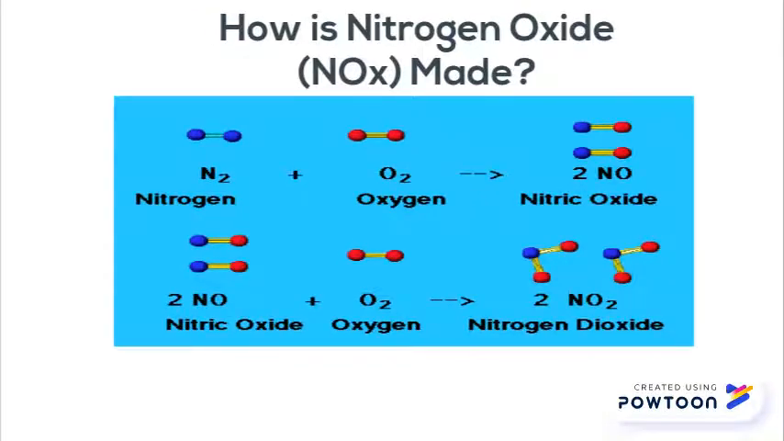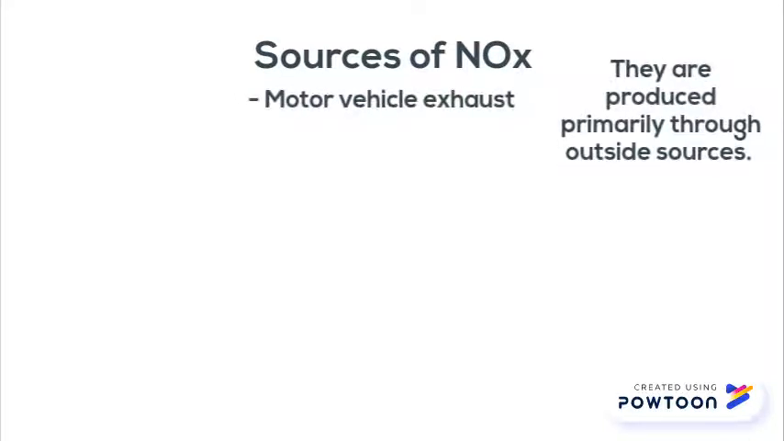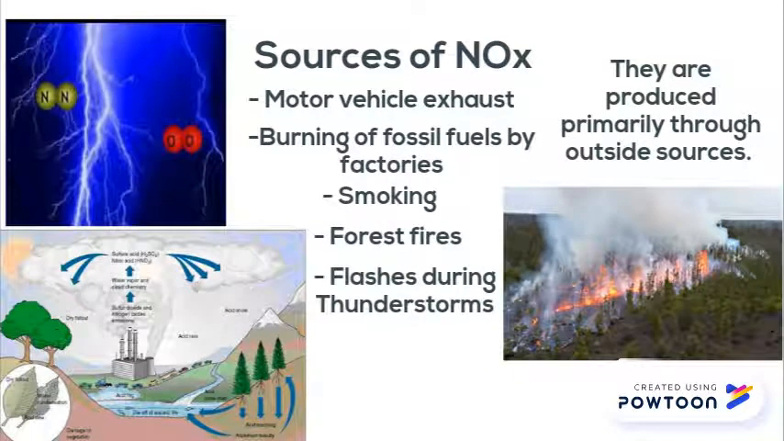Nitrogen oxides are also made by combining specific chemical reactants together. For example, N2 and O2 are combined together to form 2NO, which is nitric oxide, and 2NO, which is nitric oxide, can then be converted with oxygen to form nitrogen dioxide. Thus, due to the nitrogen cycle as well as the combination of chemical reactants, nitrogen oxides are produced from a variety of sources, from motor vehicle exhaust to burning of fossil fuels by factories, smoking, forest fires, flashes during thunderstorms, volcanoes, and fertilizer application.